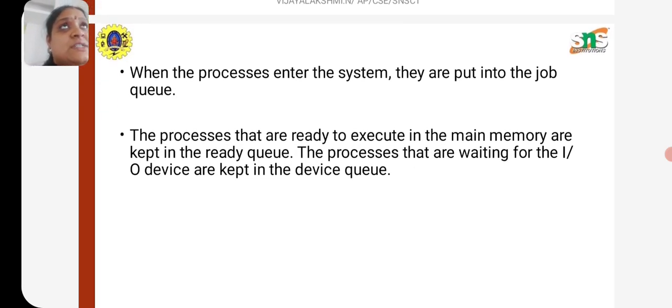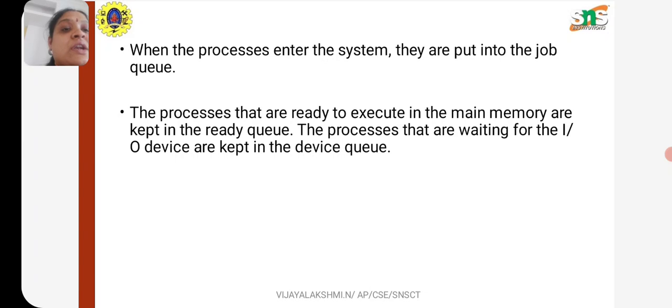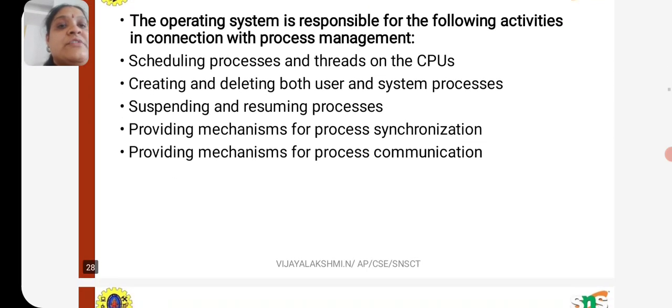When the processes enter the system, they are put into the job queue. You have a CPU. Inside the CPU, there can be only one process which can perform the particular task, finish the execution, and return back. The processes which are ready to execute in the main memory are kept in the ready queue. The processes that are waiting for the IO device are kept in the device queue.